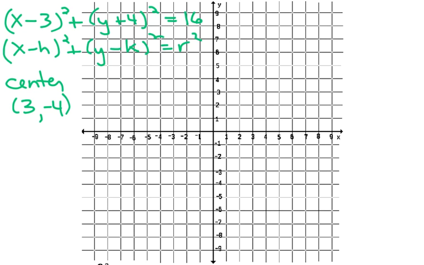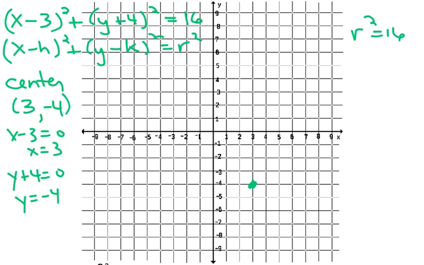The easiest way to figure out what the center is, set each of those parentheses equal to 0 and solve. So if you set x minus 3 equal to 0, you find out that x is 3. That's your x coordinate of the center. And if you set y plus 4 equal to 0 and solve for y, that's your k coordinate, or your y coordinate of the center. So the center is at 3, negative 4, which is right here. The radius is going to be 4, because the radius squared is 16, so the radius is 4. You don't have to make it plus or minus because you can't have negative radius.